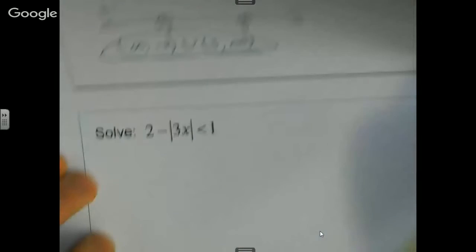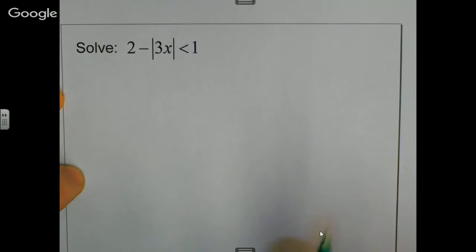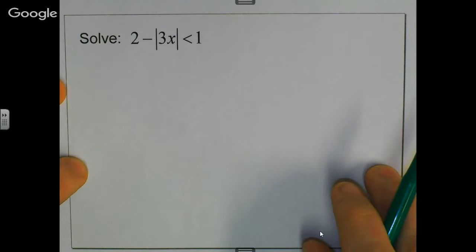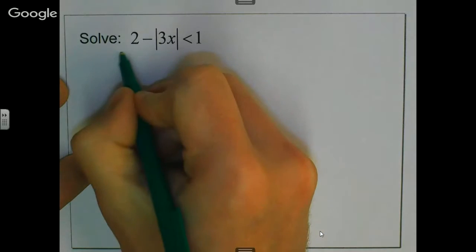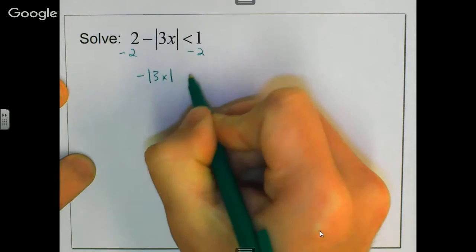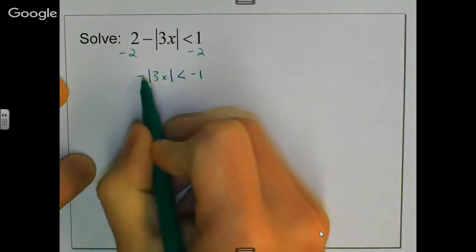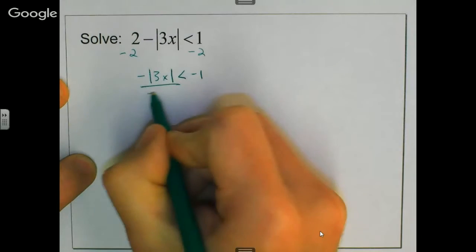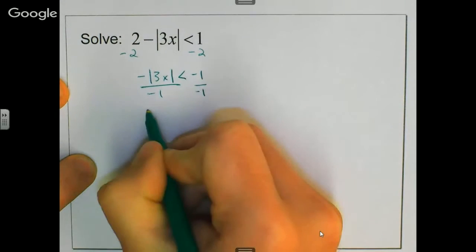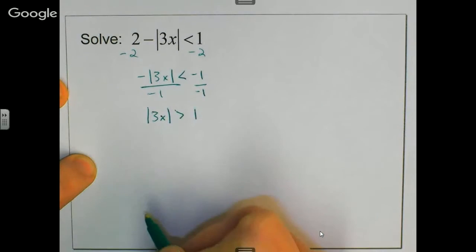All right, so now we'll look here. Now, in this case, the absolute value is not by itself. So I will need to do that. We'll subtract 2. So negative 3x, absolute value, less than minus 1. It is still not by itself. You got this negative outside. So we'll divide by minus 1. And again, when I do that, I need to flip the direction of the sign.